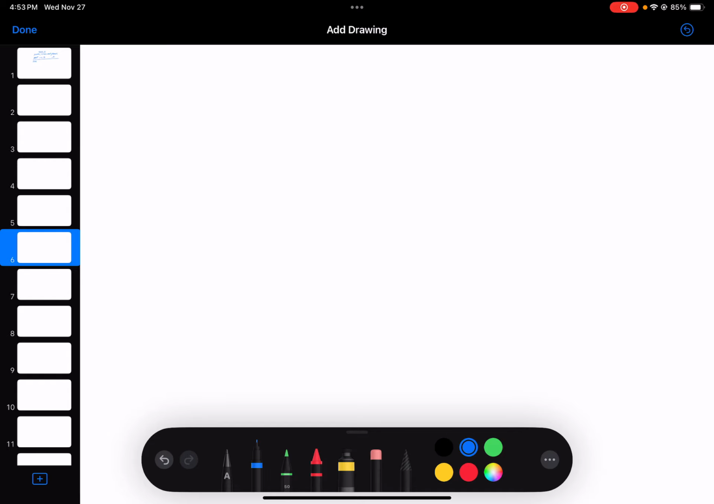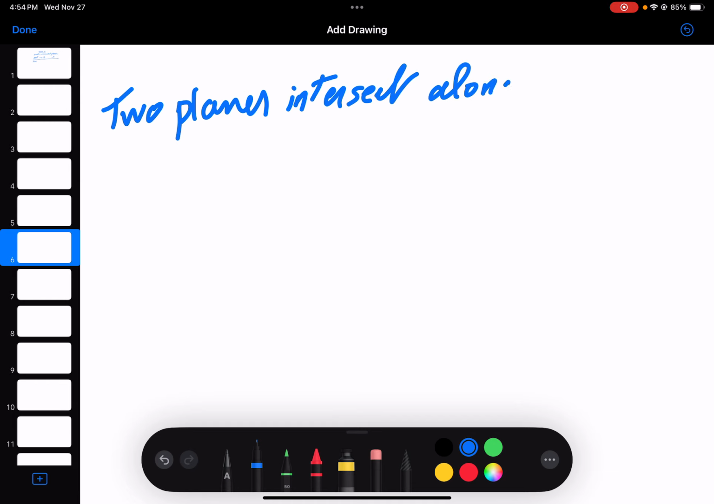All right, so two planes. When they do intersect, because they could also be parallel, but if they intersect, two planes can only intersect along a what? Not a point, along a line, okay? So let's just draw it.